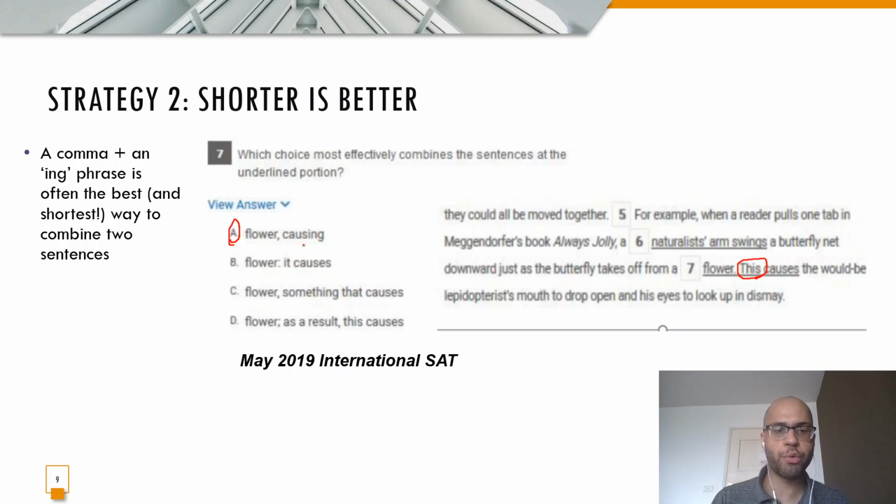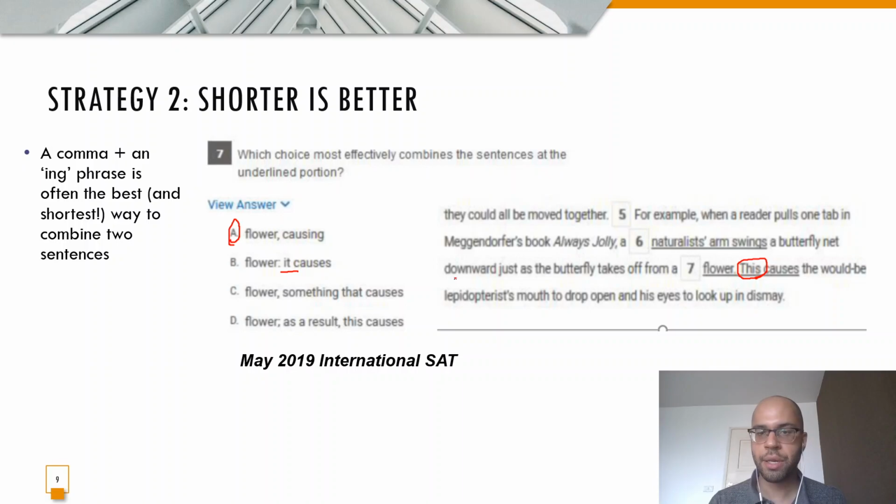And notice that it's also the shortest answer. The SAT prefers this because it's the shortest way to link two ideas. Now, as far as why some other answers are wrong, again, I want you guys to focus in on these pronouns like it, this, these, that. The reader doesn't know what it is.